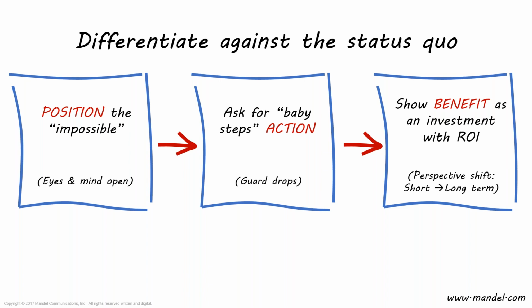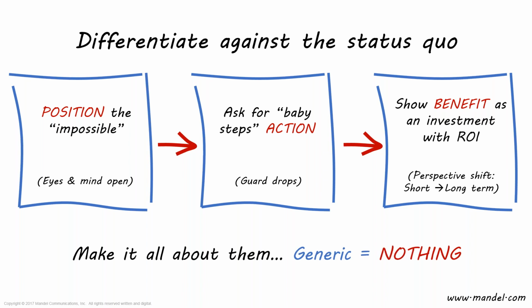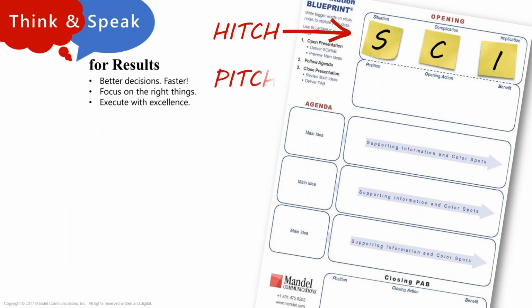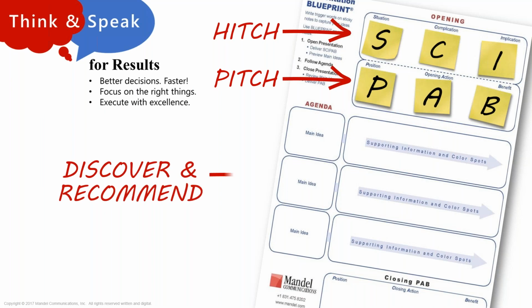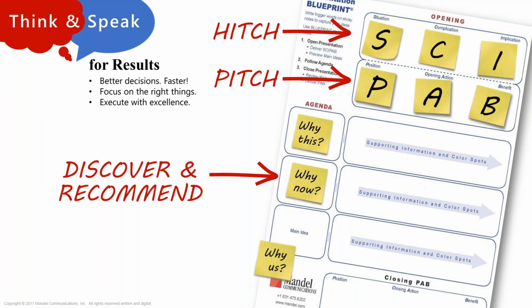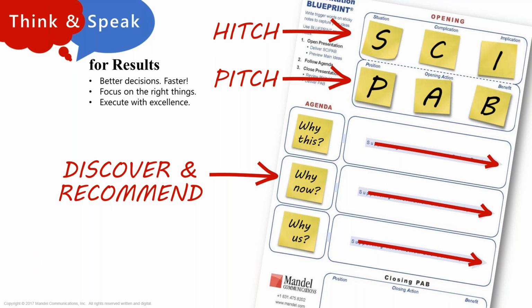All benefit here. But just like the last three things we looked at, it's got to be all about them. This can't be generic. It can't be canned. Generic equals nothing. And again, if we look at the Blueprint tool, that's the next line. Top line is the hitch. Second line is what we pitch, position, action, benefit. And the rest of the tool then helps you think through what it is you need to discover and ultimately recommend. So for example, you might want to dig deeper into your listener's world so you can really answer in a compelling way: why this? Whatever it is you're talking about, why this? Why now? Why me? Why my team? Why my company to do it? And then you can build out the rest of the talk. Things you need to think out to communicate enough value to get people to change.